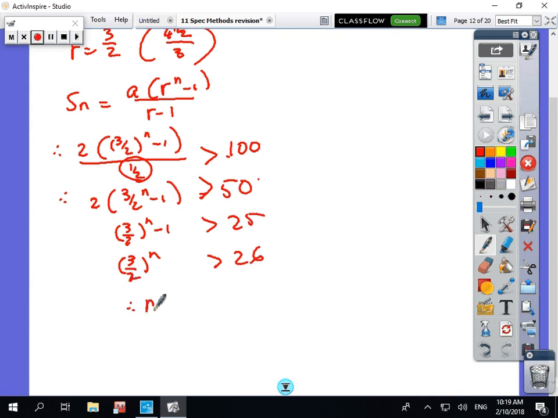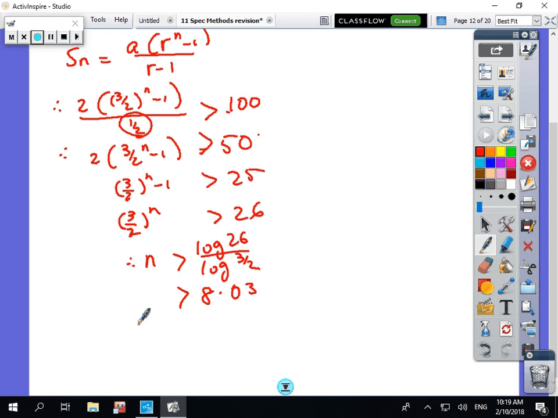And then we use log. So n has to be greater than log 26 over log 3 over 2. So in my calculator, log 26 divided by log 1.5. So it's greater than 8.03. Therefore, I must have 9 terms. I need 9 terms to get there because it has to be bigger than 8.03.